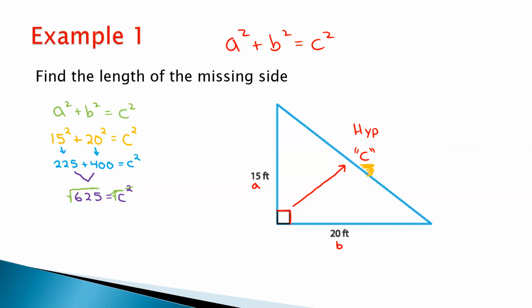The square root of 625 is 25. So 25 is equal to C. And again, at this point, what is that saying? Well, that is our missing side. This C right here is equal to 25. 25 what? 25 feet. The distance here measures 25 feet. So there we have it. That's how we use the Pythagorean theorem to find a missing side.